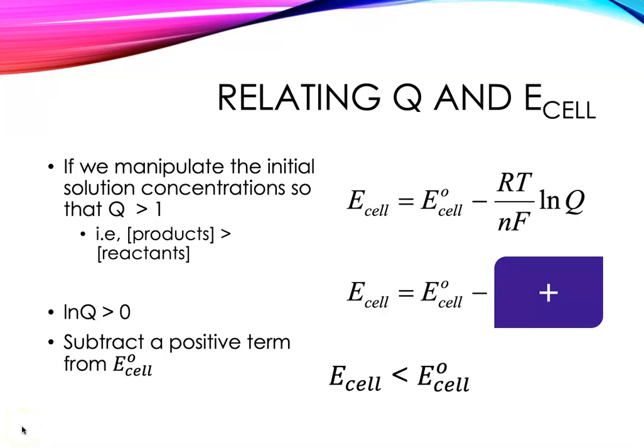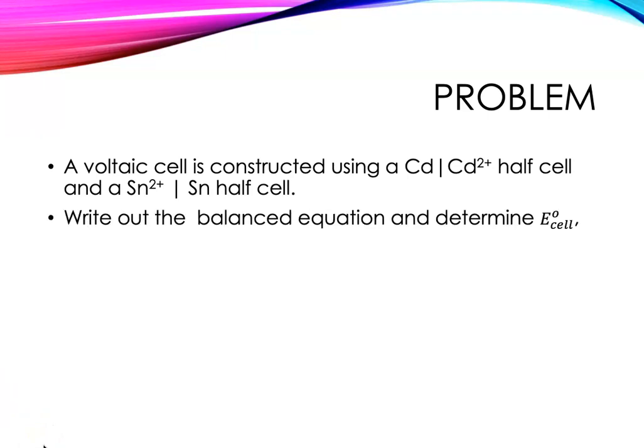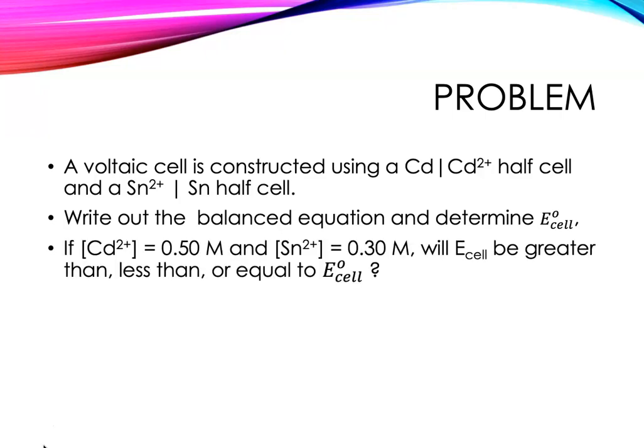For AP Chemistry students, this kind of reasoning is the heart of what you're asked to do. Let's work through a problem together. We have a voltaic cell that we're going to construct using a cadmium half cell and a tin to tin 2 half cell. We need a balanced equation, and we need to determine E naught for the cell. Here's where the Nernst equation piece comes in. If the initial cadmium ion concentration is 0.50 molar, and the initial tin 2 ion concentration is 0.3 molar, will Ecell be greater than, less than, or equal to the standard cell voltage?